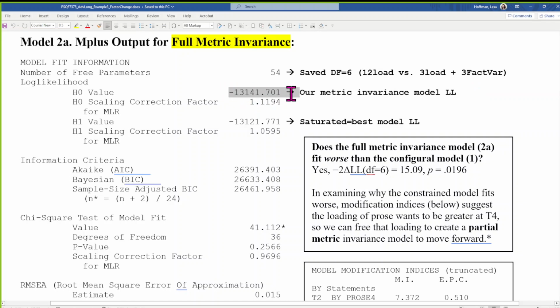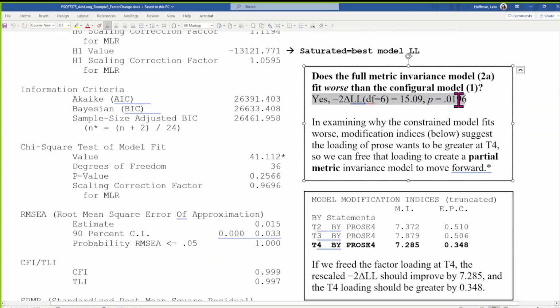I do the -2 log likelihood comparison of the H0 from my current model relative to the H0 of the previous model. So this is one we have to do ourselves, and Mplus does not do that for you. And I have a summary of what was in the spreadsheet here. Does it fit worse? The answer, sadly, yes. So a p-value of 0.02 means that taking those 6 parameters away made the overall model fit significantly worse. However, the model still fits as a whole.